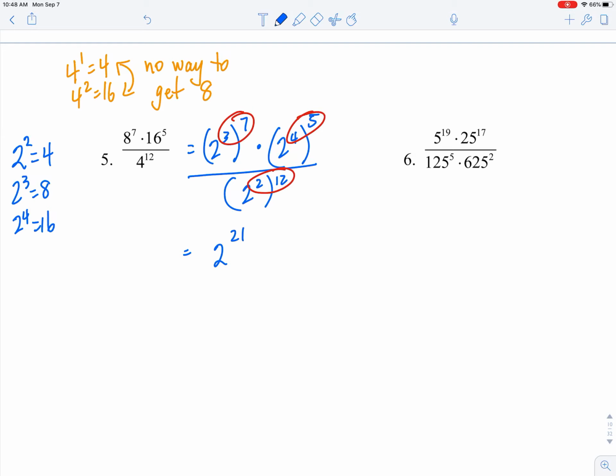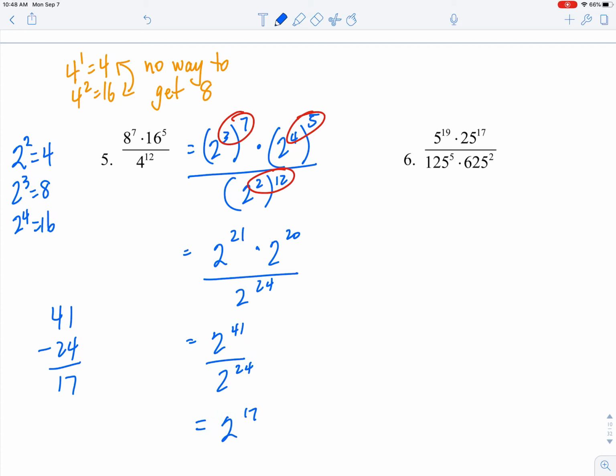So I get 2 to the 21 times 2 to the 20 over 2 to the 24. I'm going to add up top because we're multiplying, so that's 41 over 24. And when I subtract that, I get 2 to the 17.